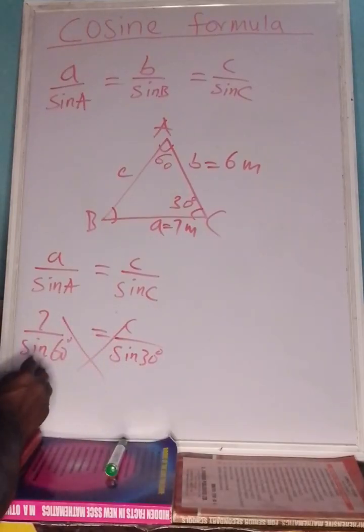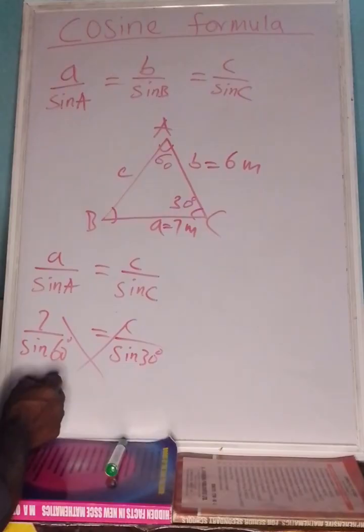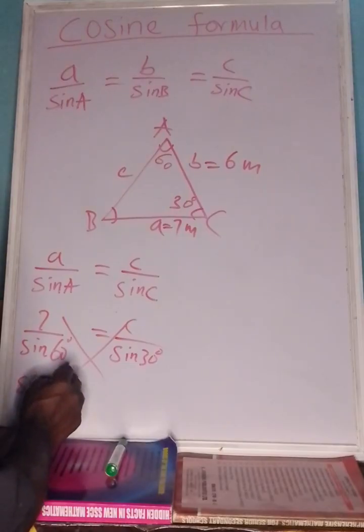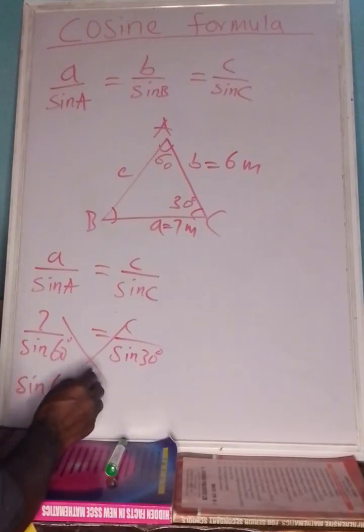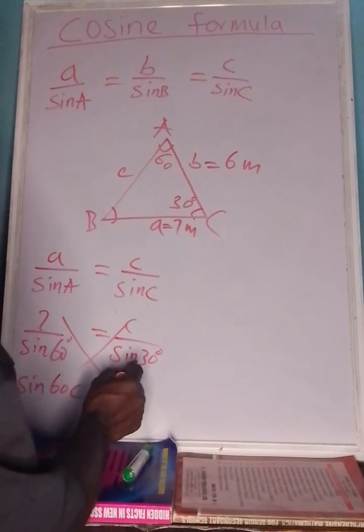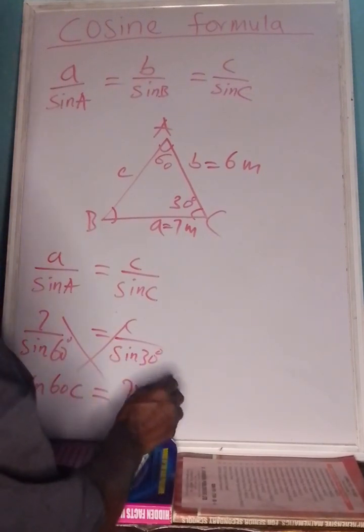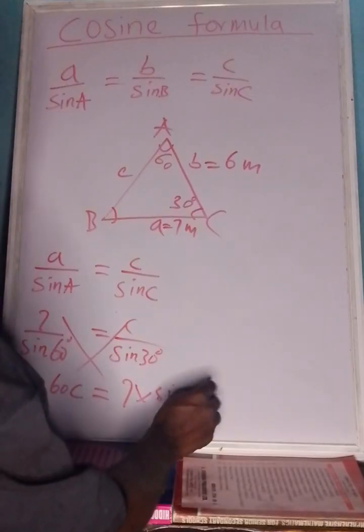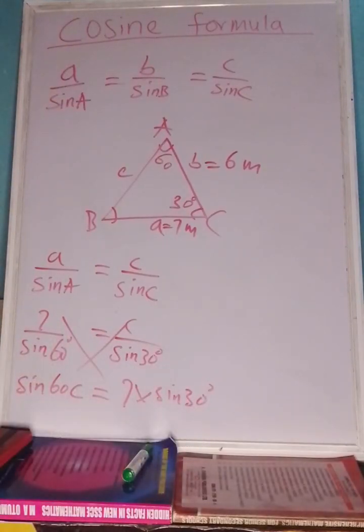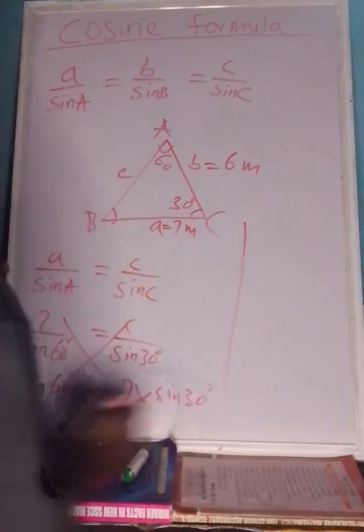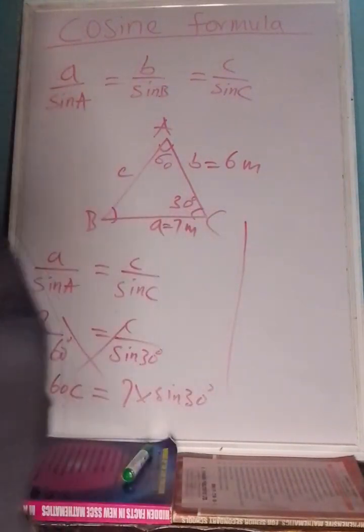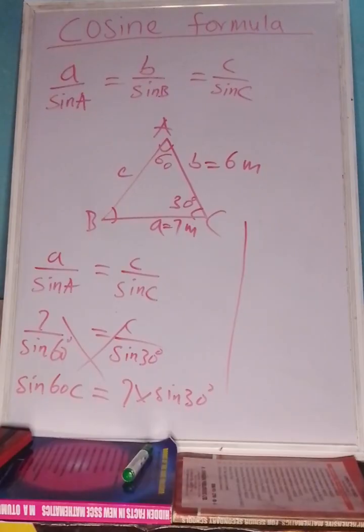You understand? So you're going to have sine 60 C. Sine 60 C is equal to what? Is equal to 7 multiplied by what? Sine of 30 degrees. You understand? So in this case, you are going to make your C the subject of the formula. To do that, if you look at what you have here, sine 60 here is a multiplicand. So you are going to make it a divisor on the other side.